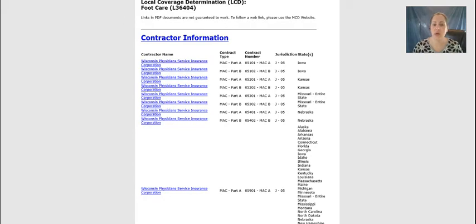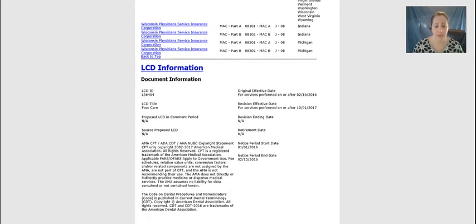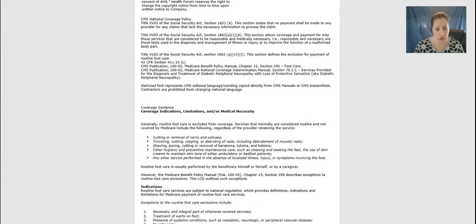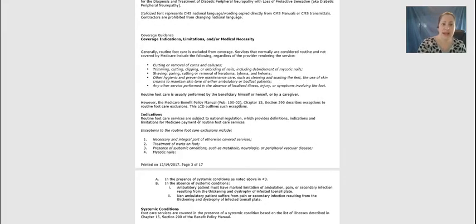This is called the local coverage determination for foot care. And this is just a policy number. Doesn't really mean anything. It's how they keep track of them. And so let's say I work for a podiatrist and we have patients coming in for what is considered routine foot care. Okay, so it says here, generally, routine foot care is excluded from coverage.